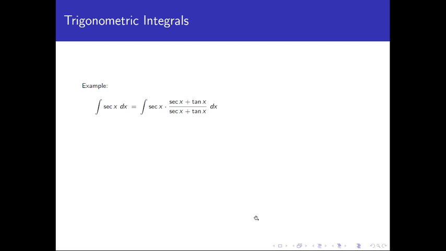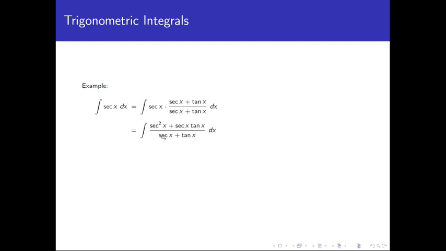We can also get difficult ones that pop up with secants and tangents. So first, let's just look at an antiderivative for secant. To get this antiderivative, we'll do a little bit of a quote-unquote trick. We'll multiply by 1 cleverly. Multiply top and bottom by secant x plus tangent x. Distribute your secant x through the top.